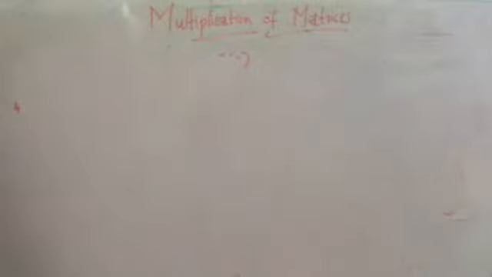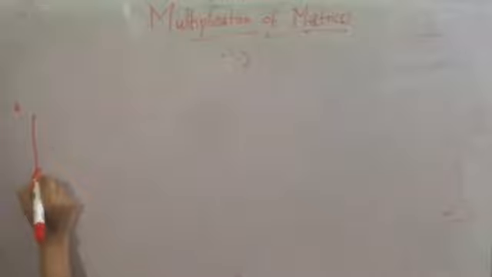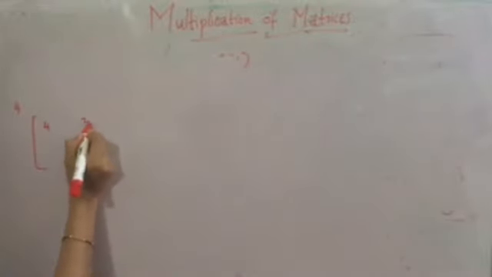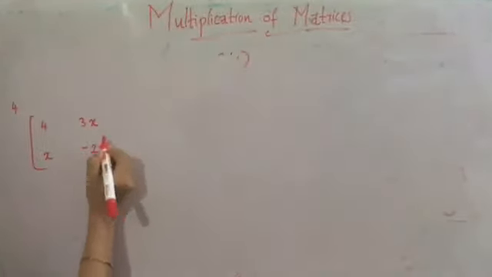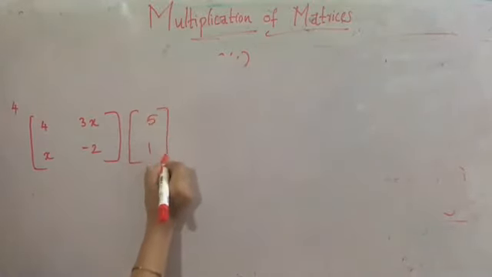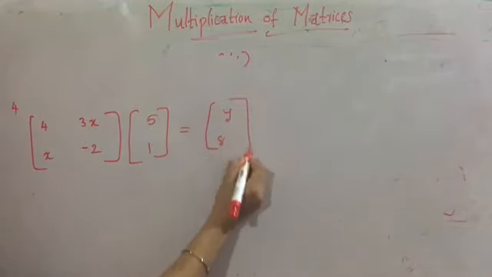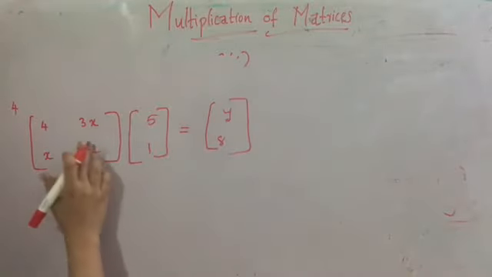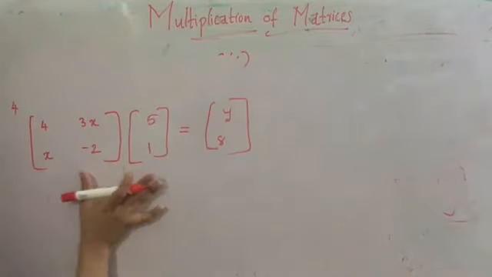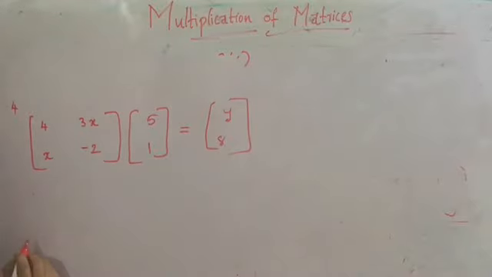So let us do the next problem. Fourth one, find x and y. I will be doing the first sub question now. [4, 3x; x, -2] into [5; 1] equals [y; 8]. So again, here the matrices are not of the same order, but the number of columns is equal to the number of rows there.